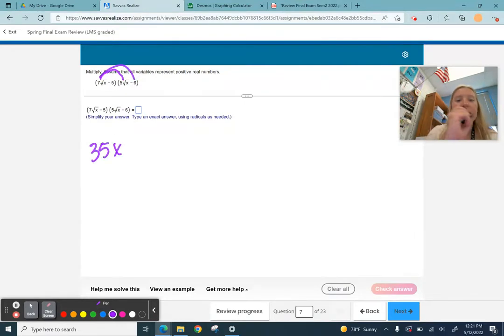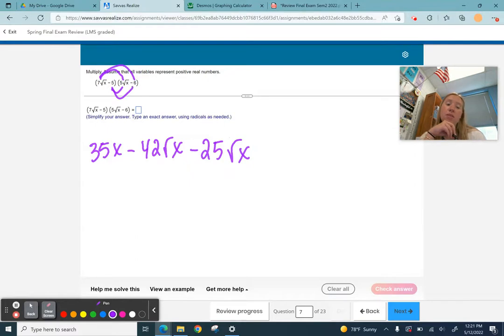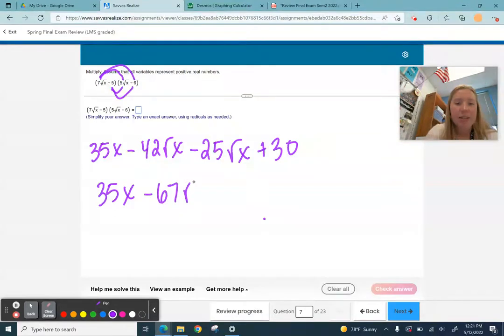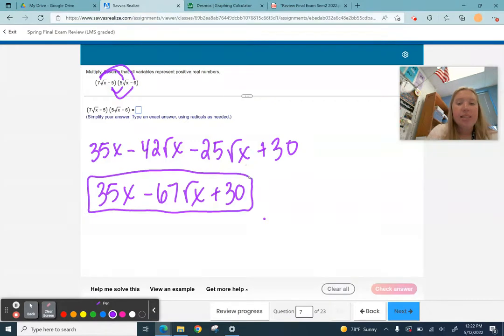35x. 7 radical x times negative 6 is negative 42 radical x. Negative 5 times positive 5 is negative 25 radical x. And negative 5 times negative 6 is positive 30. Now I'm just looking for any like terms that I can add or subtract. Nothing goes with this 35x, but negative 42 minus 25 is negative 67 radical x plus 30 at the end. This is my final answer, what I have to type into my answer box.